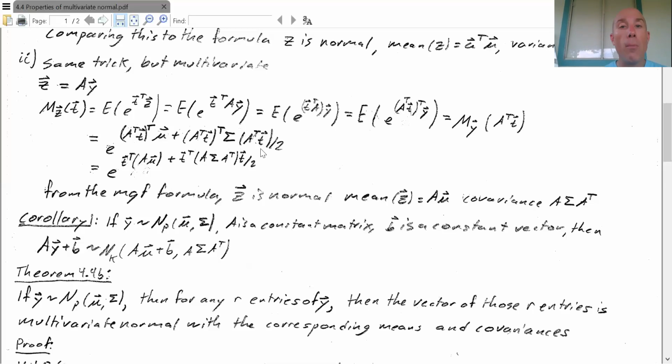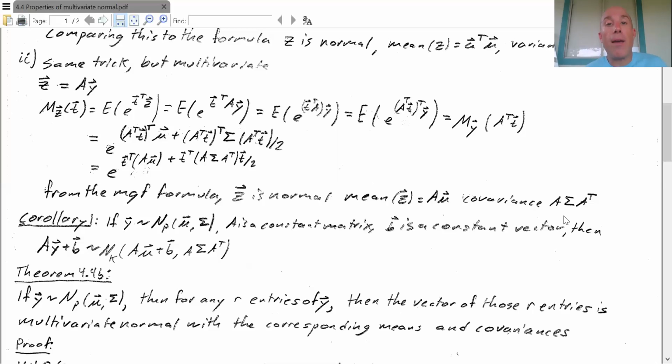Now I go through and do a little bit of matrix manipulation using associative properties and stuff like that. I can see that now I have this in the same format as the multivariate normal moment generating function. Okay, so I can see that here I've got the t vector transpose times the mean vector. I have t and t on each side of my covariance matrix divided by 2. All right, from the formula, because there is a one-to-one relationship between distributions and moment generating functions when the MGF exists, I can go, hey, this is normal. Furthermore, the mean is A times mu because of this part, and the covariance is A sigma A transpose. Coming from here, boom, we've got it.